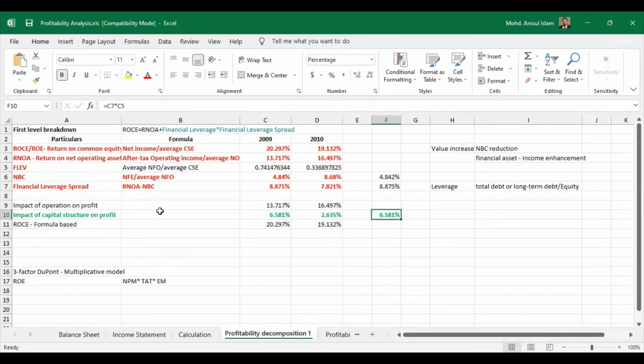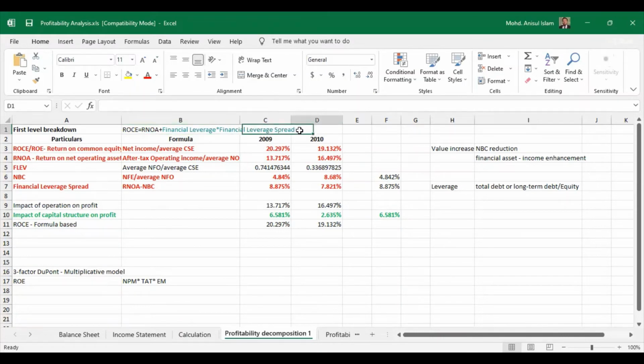One part is that we have more financial obligations. That means we have leverage. And the second part is that we have a positive spread. So we see that by combining these two, the financial leverage, you see the blue line, the blue colored one.